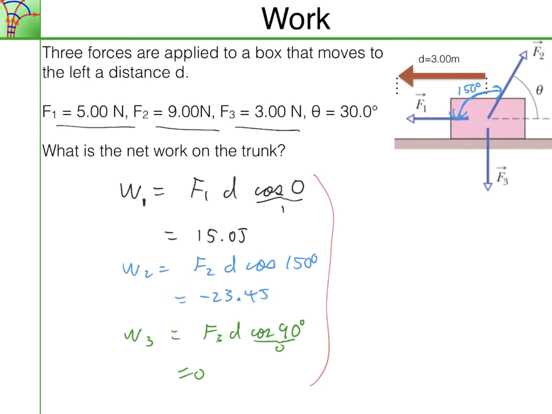So if you combine all these together, the total work is the sum of all the works, right? Work 1 plus work 2 plus work 3. And if you add all 3 of those together, it looks like a minus 8.4 joules, roughly.